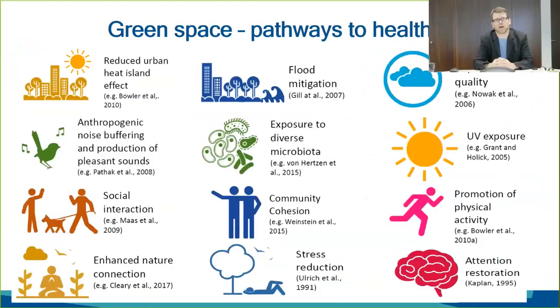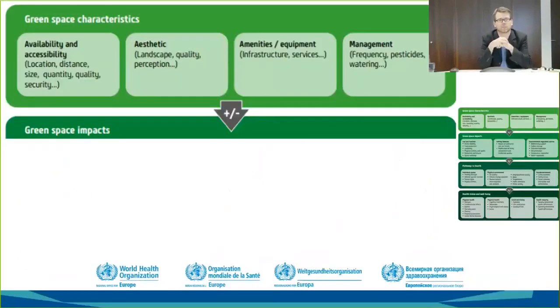There is a wide range of pathways and mechanisms by which green space can affect health and well-being. It would be way too time-consuming to go into detail on each of them. So here you have an overview of all the different pathways, looking at UV exposure, flood mitigation, nature connection, urban heat island effect, air quality, physical activity. It's a wide range, and it's really amazing what impact green spaces can have.